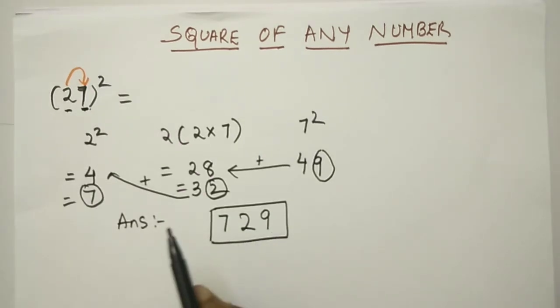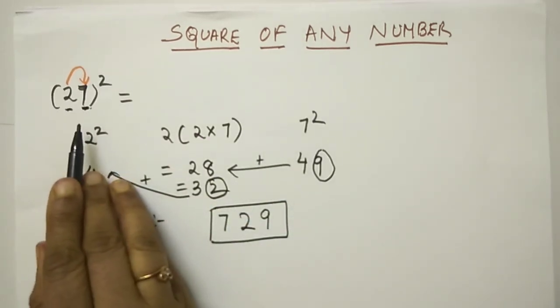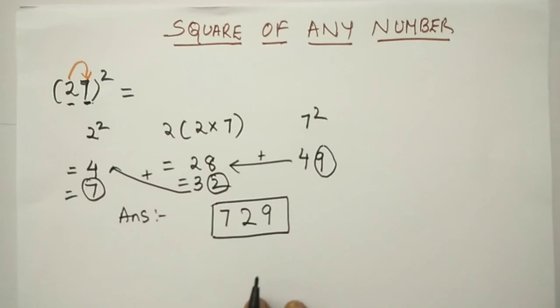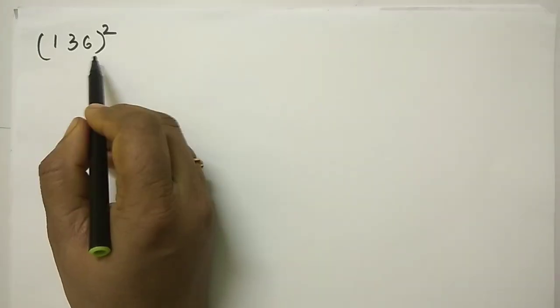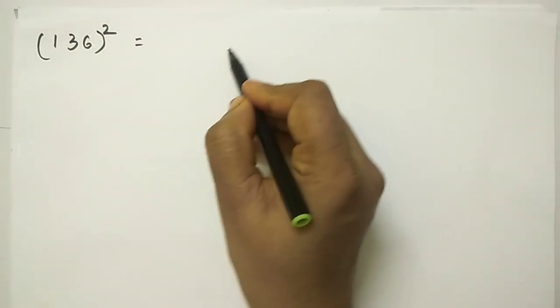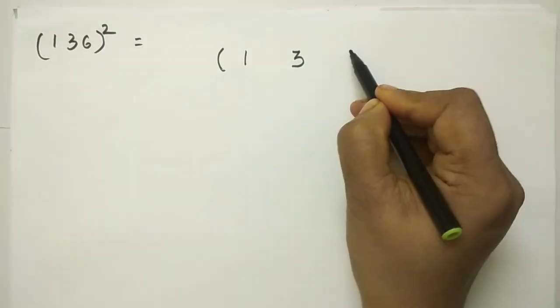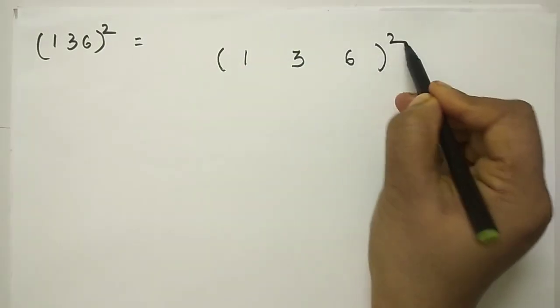The same steps you have to follow for any double digit number. Now let us go to 3 digit numbers and find the square of that number. To explain, I will write them a little further apart. 1, 3, 6 whole square.